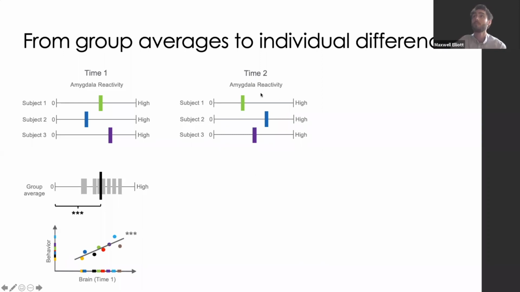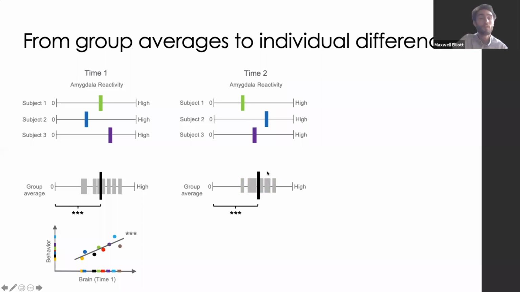So here I have amygdala reactivity at time 2. And again, I have these same subjects. I brought them back to repeat this study. This time, we can see that their bars moved around a little bit. They have slightly different amygdala reactivity values. But the group level effect is still there.